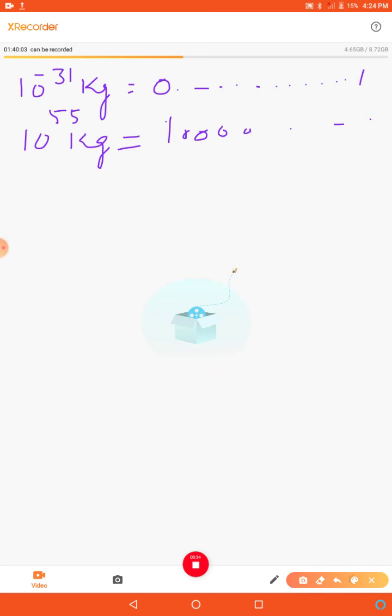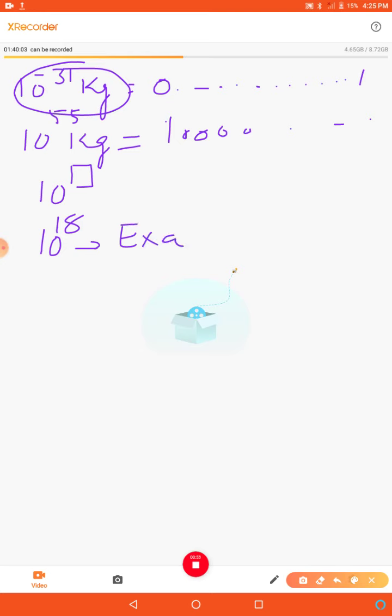So it is better to use the scientific notation, that is 10 power of something. This is called the factor. So factors of 10. In appendix 2 he has given different factors. For example, 10 power of 18 is called exa. 10 power of 15 is called peta. You can see appendix 2.